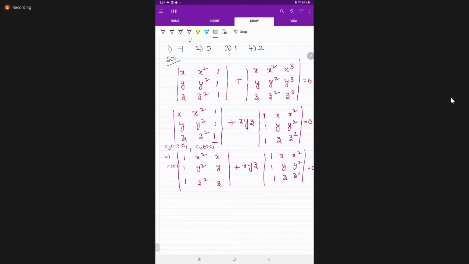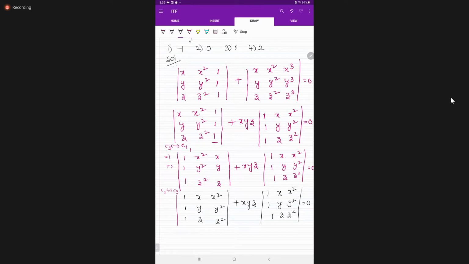So next step I'm writing here. Minus into minus plus, when we again apply C2 interchange C3, then you can take common outside. Then you can write 1, 1, 1, x, y, z, x square, y square, z square, plus x, y, z, that of 1, x, x square, 1, y, y square, 1, z, z square is equal to 0.